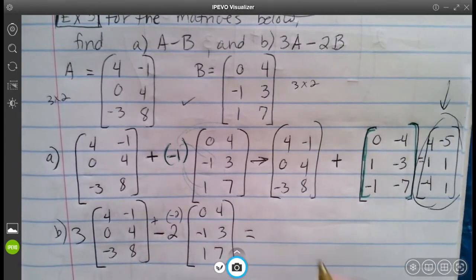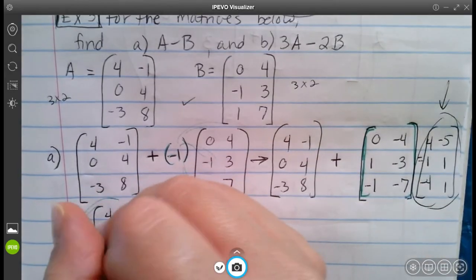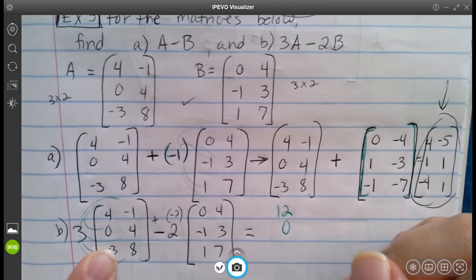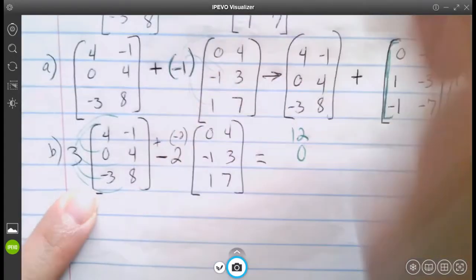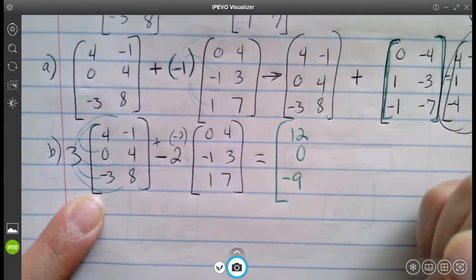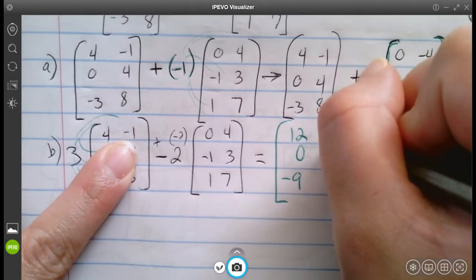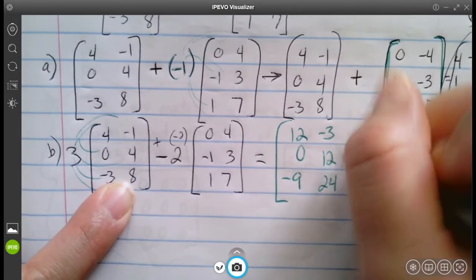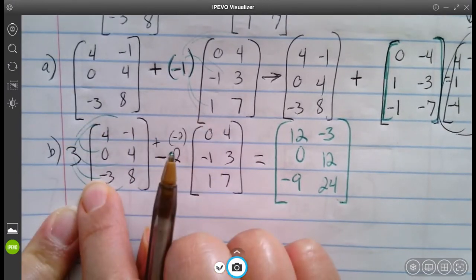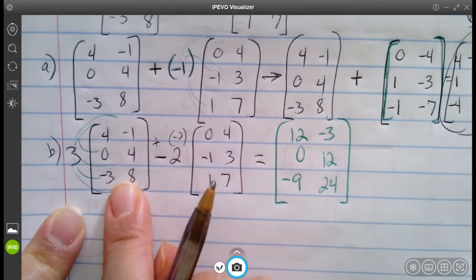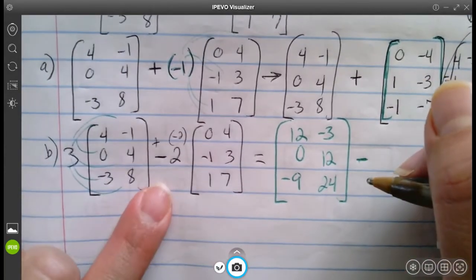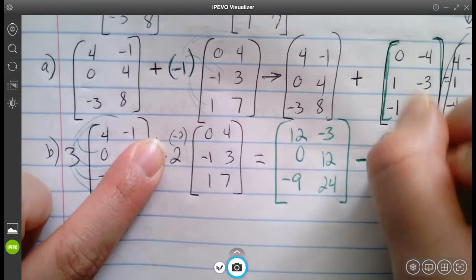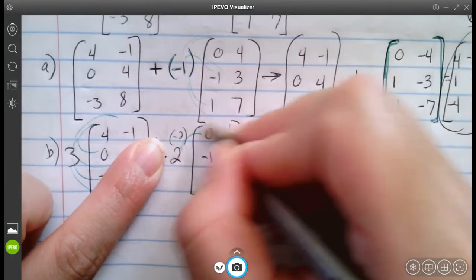So let's go ahead and do this part first. 3 times all of this is going to be 3 distributed into everything. So 3 times 4 is 12, 3 times 0 is 0, 3 times -3 is -9, 3 times -1 is -3, 3 times 4 is 12, and 3 times 8 is 24. That represents the scalar of 3 being multiplied here in matrix A, minus 2 times all of this. We're going to use the minus this time, see how that works. So 2 times 0 is still 0. 2 times 4 is 8.